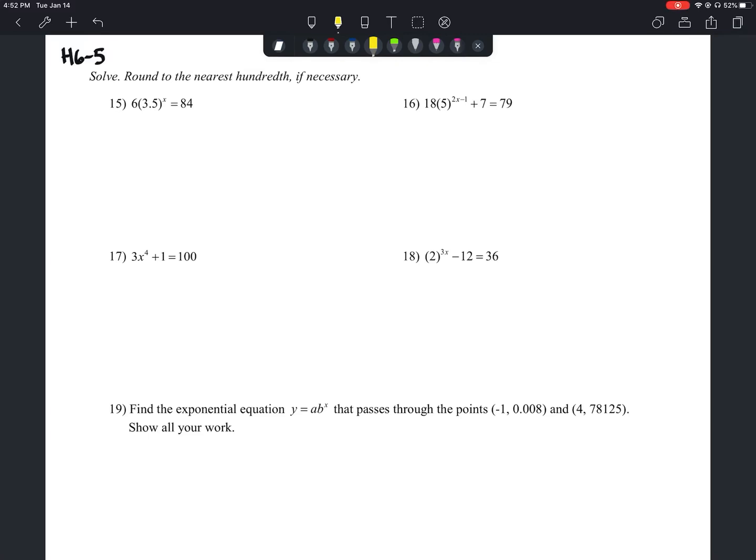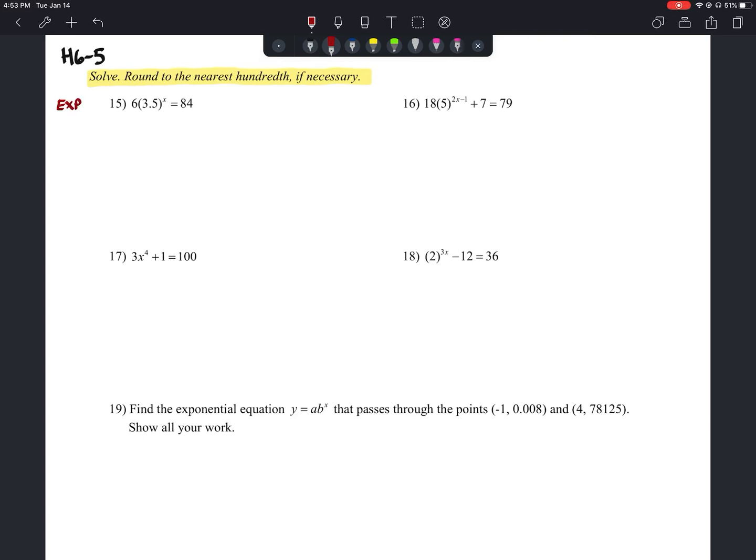Okay, so we're on to H6-5. It says solve, round to the nearest hundredth if necessary. So we're starting out with number 15 here, and it's an exponential equation, right? This is exponential. We know that because we have our x in the exponent.